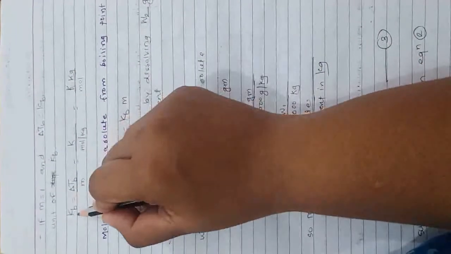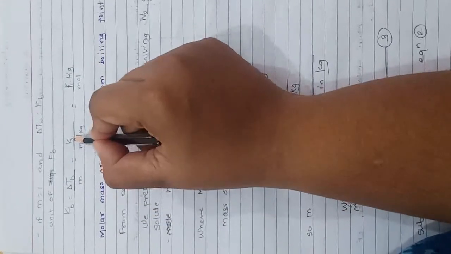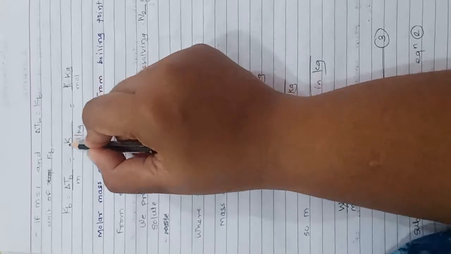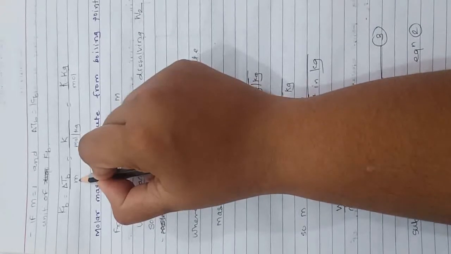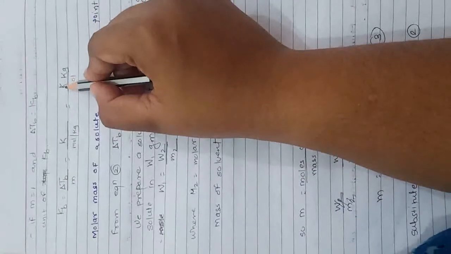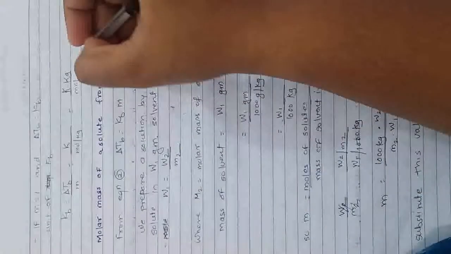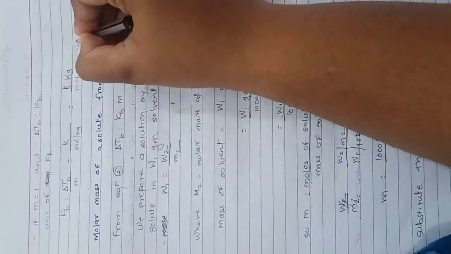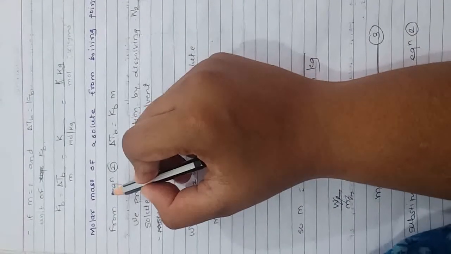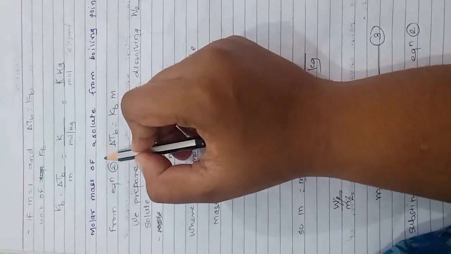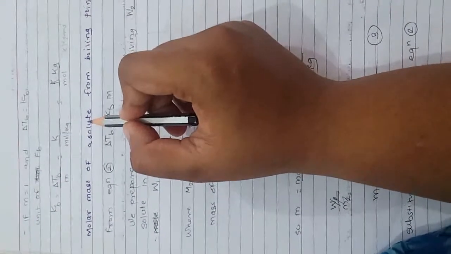So the unit of Kb equals delta Tb upon m, which is K upon mole per kilogram. K is the unit of Tb, and mole per kilogram is the unit of m. So it equals K into kg divided by mole, so the last one is K kg per mole. Therefore, the concentration of solute is expressed in mole per kg, rather than mole per liter, which is molarity.